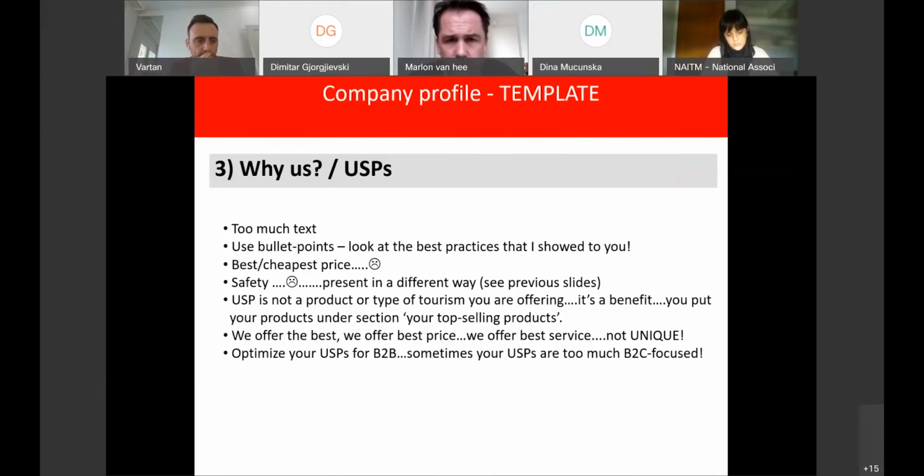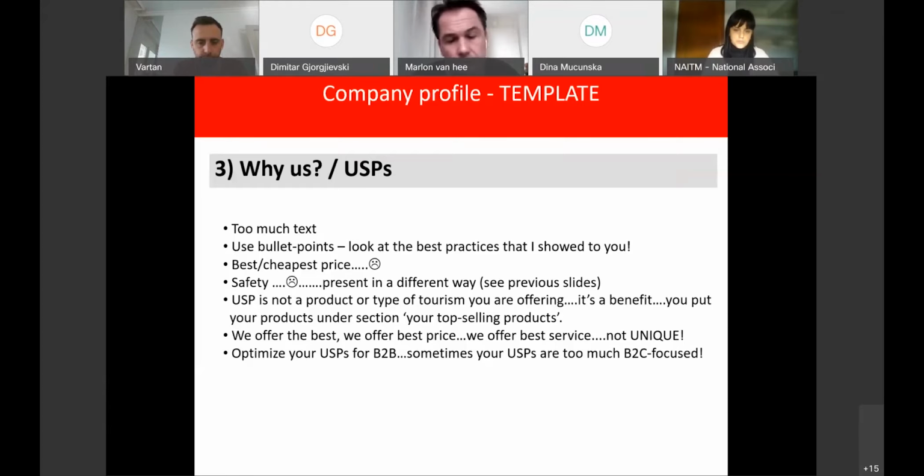A unique selling point is not a product or type of tourism that you are offering. Again, a unique selling point is a benefit. So don't put family travel as a unique selling point because it's a feature. It's not a benefit. It's not a unique selling point. No, if you do family travel, formulate as your unique selling points.